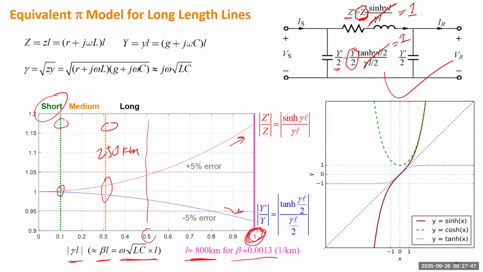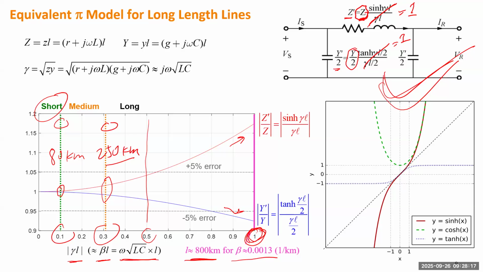The 1 means 800 kilometers. So 0.1 means 80 kilometers, right? 0.3 is around 250 kilometers. Ideally, for the line model, if you want very accurate calculation, you just always use this model. Always use the long line model for every line. It's completely good, right? No issue at all.